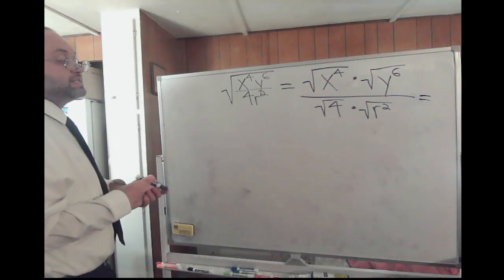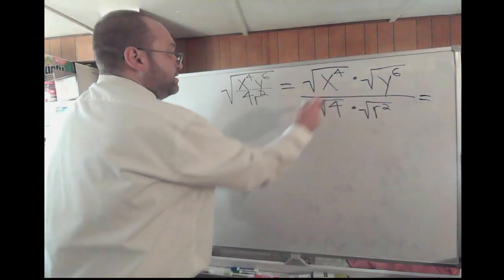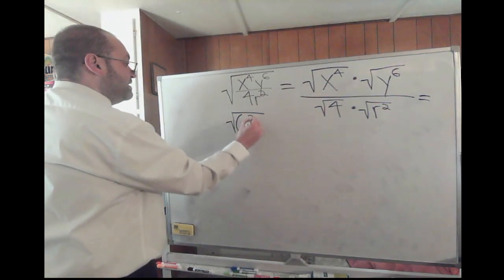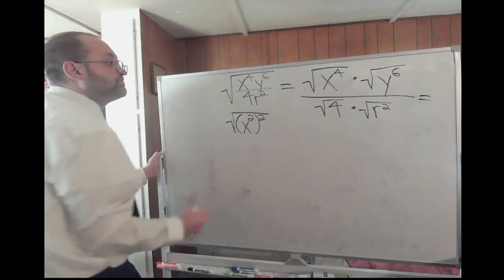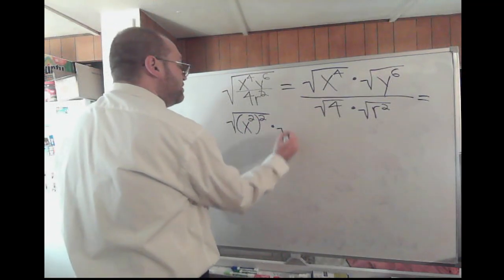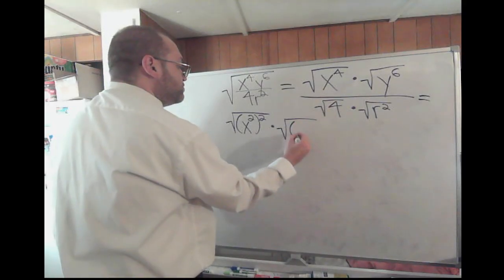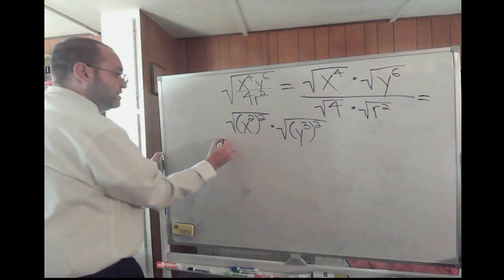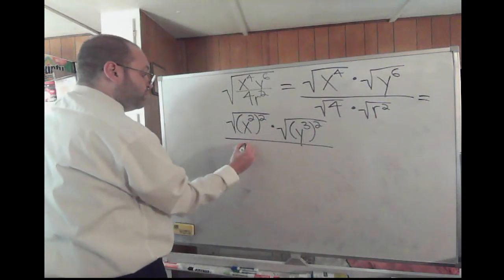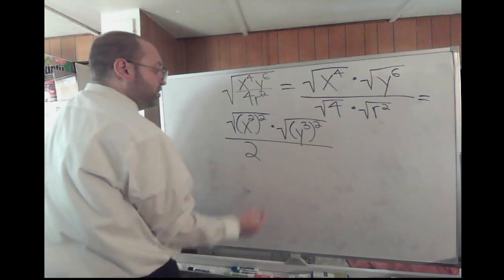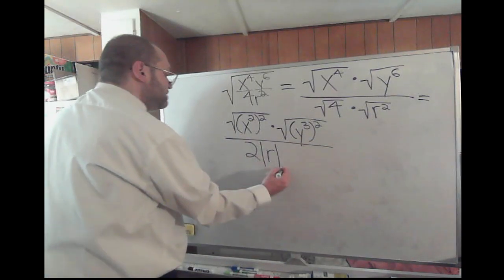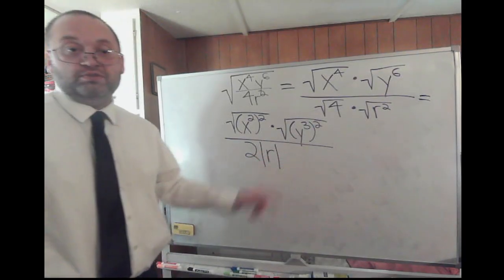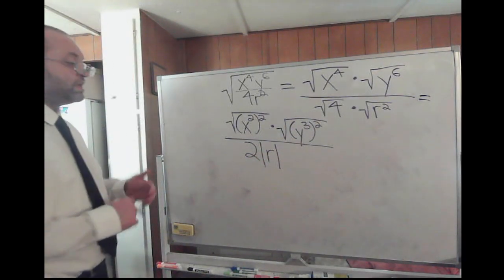Now let's go ahead, let's take the first one here. Let's start breaking this down. Square root of x to the 4th, well, that's the same as the square root of x to the 2nd raised to the 2nd power. Times, now y to the 6th, that's the same as y to the 3rd raised to the 2nd power. You would have that all over your square root of 4 is 2. Then your square root of r squared, that's the absolute value of r. So in the denominator, we're already done. We have in the denominator 2 times the absolute value of r.